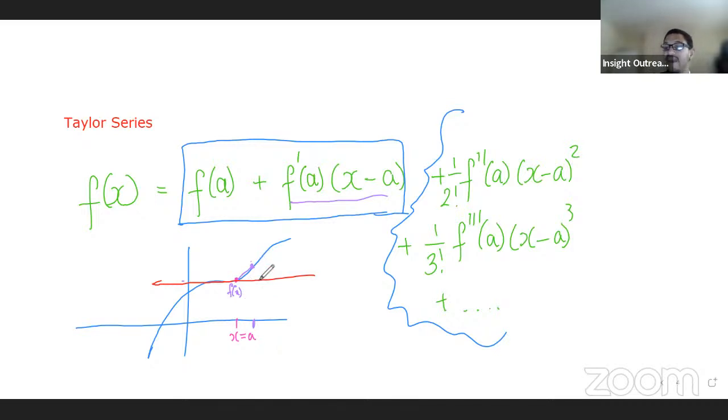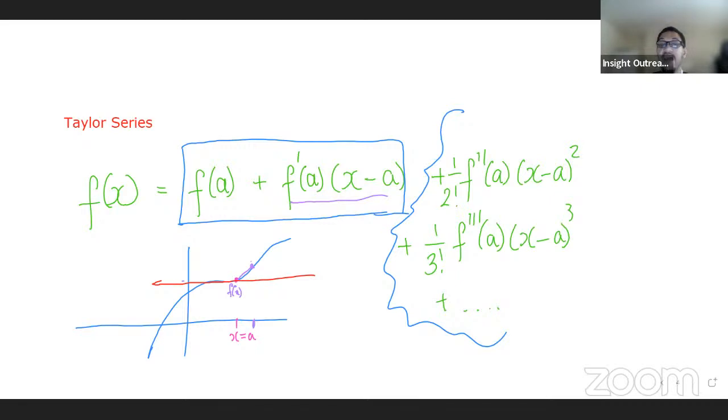So the Taylor series is essentially able to work out, using just the derivatives, differentiating at one point, what the value of the function is at different points of x. And they might not even be very close. They might be really far away.